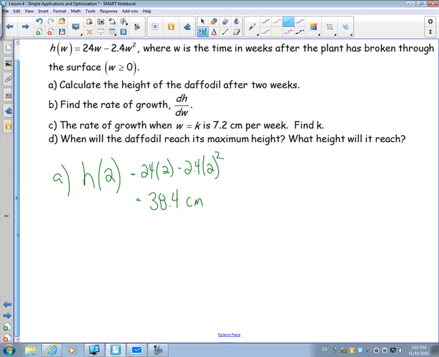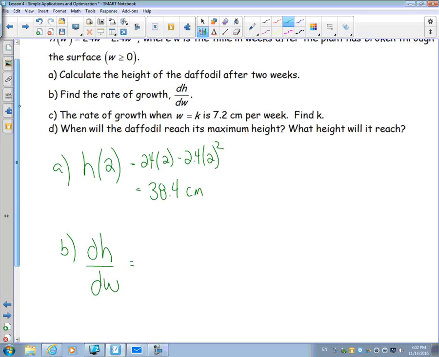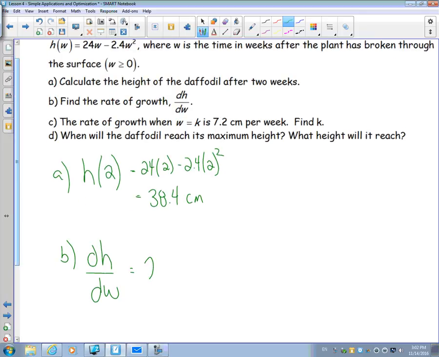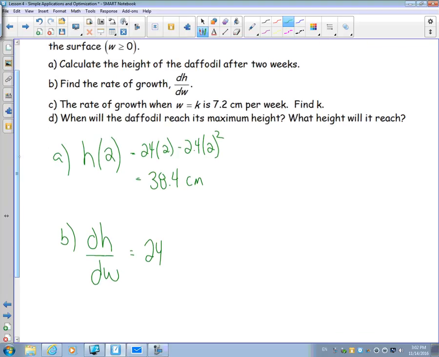Find dH/dW, the rate of the height growth per week. So using our power rule again, we got 24, it's just a 1 in there, right? Sorry, 1 times 24, minus 4.8W. There's my rate. The rate of growth when W is k is 7.2 centimeters.